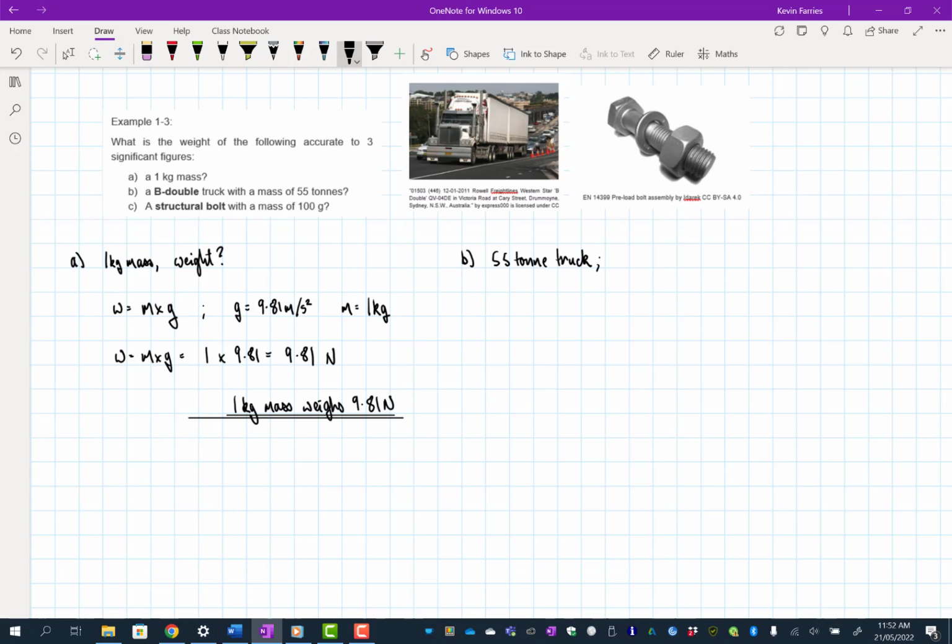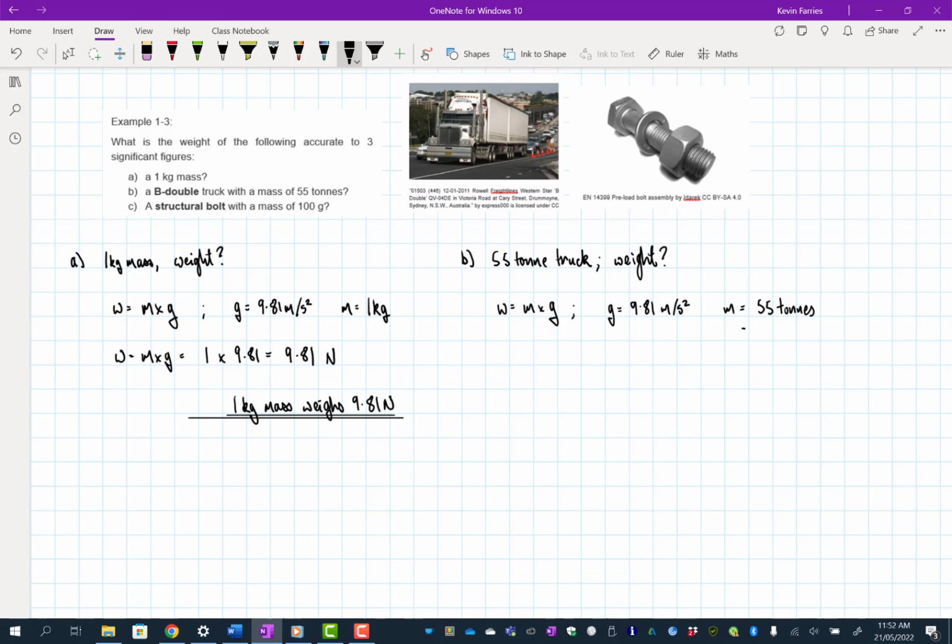and we want to know its weight. Okay, again, first thing, write down the equation. So weight is equal to mass times acceleration due to gravity. What do we know? We know G is equal to 9.81 meters per second squared. And we know the mass of the truck is 55 tons.